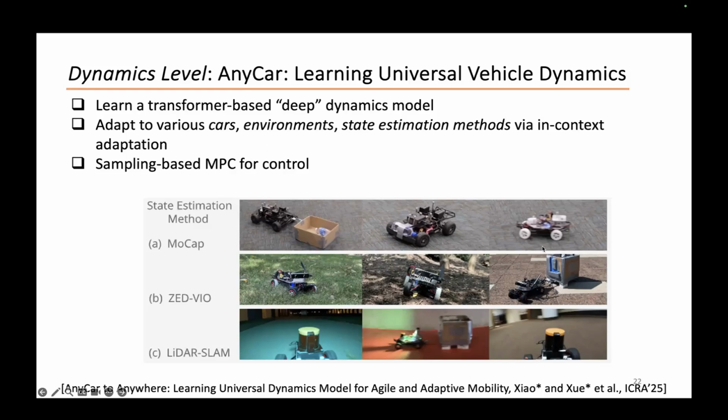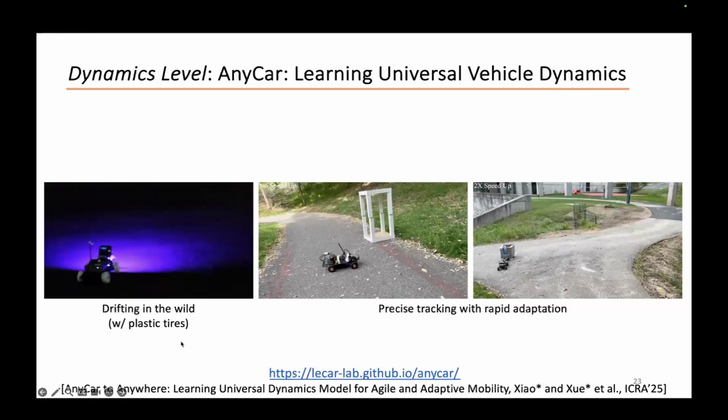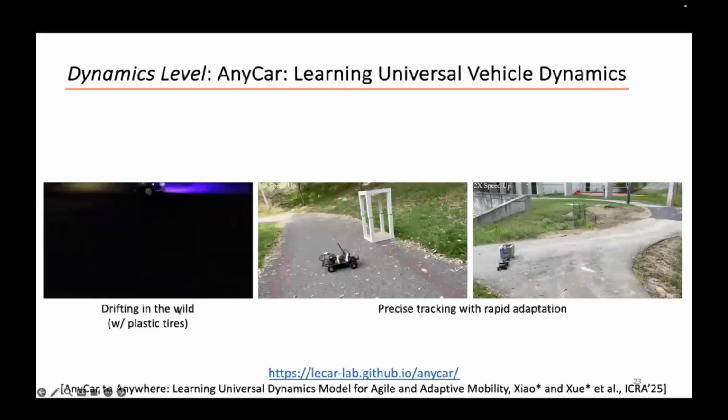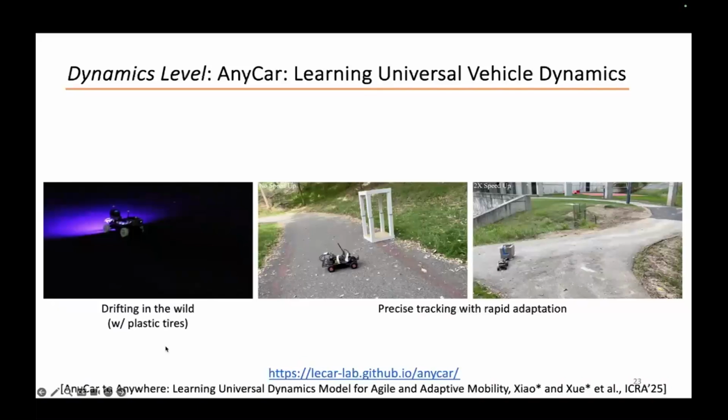Once we learn the model, we use sampling-based MPC for control. This photo shows many different cars and many different environments the system can adapt to. I want you to pay attention to the white tire here. This white tire is a 3D-printed plastic tire, a very bad tire, to stress test our model's adaptability. Here are some videos, and our model enables pretty precise drifting control in the wild. So the transformer can model drifting dynamics of an unseen vehicle in the wild.